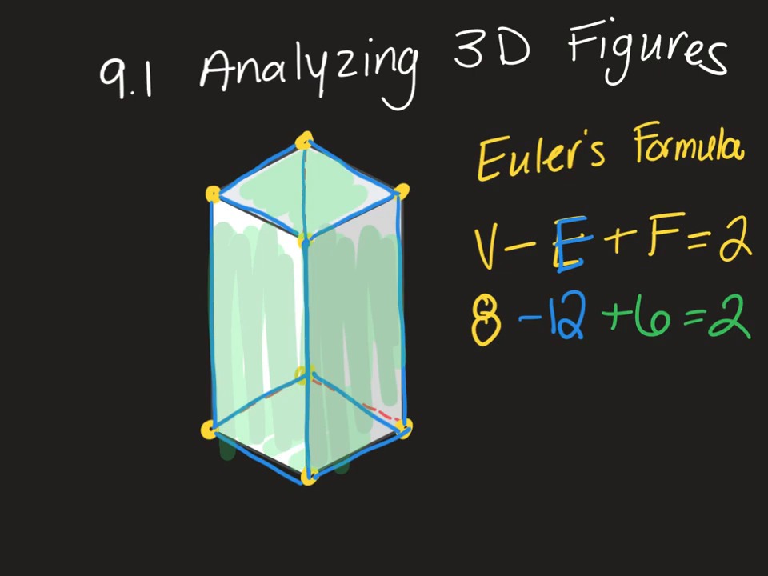All right, so in section 9.1, we are analyzing Euler's formula. So basically what this says is that the number of vertices of a convex polyhedron minus the number of edges plus the number of faces is always going to be equal to 2.